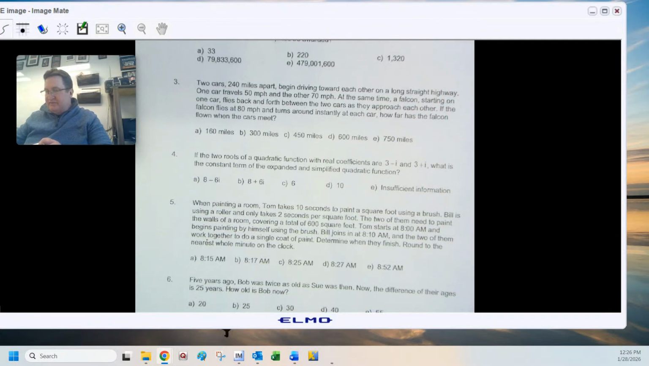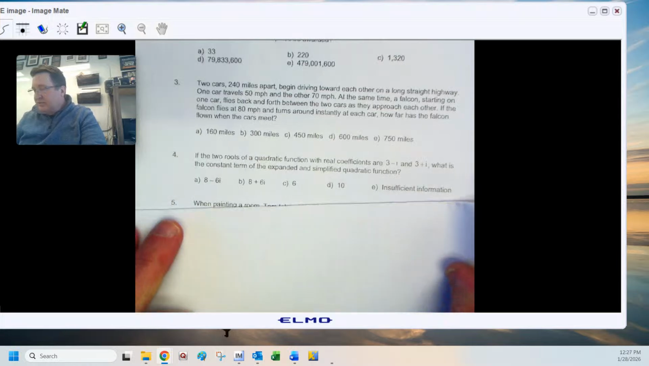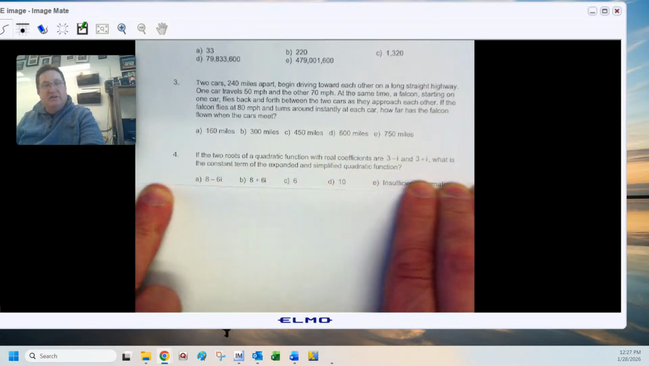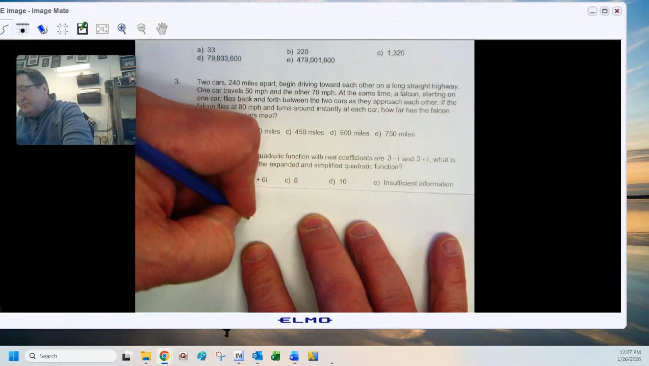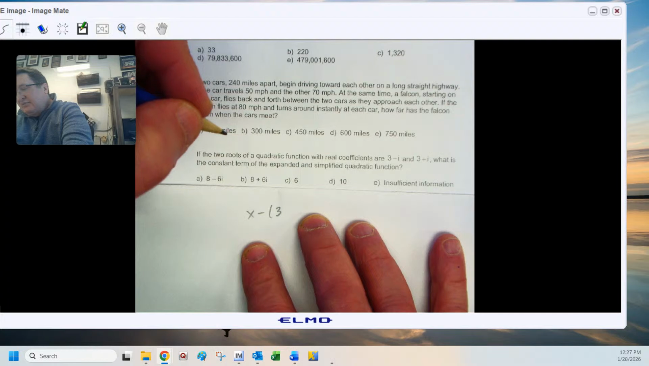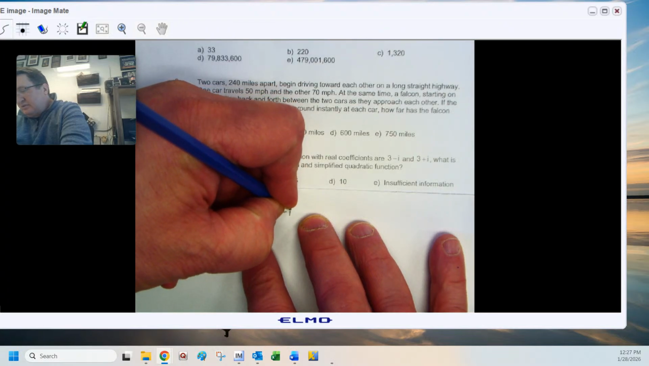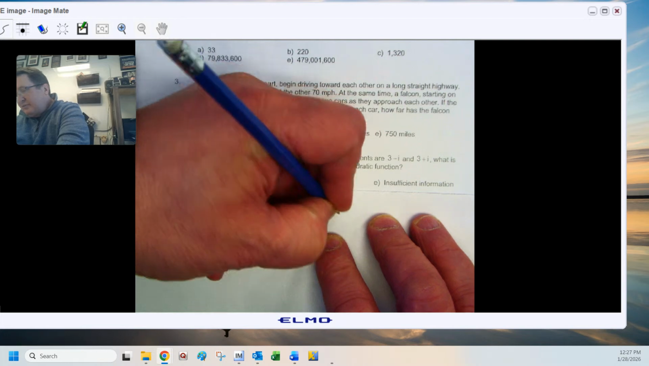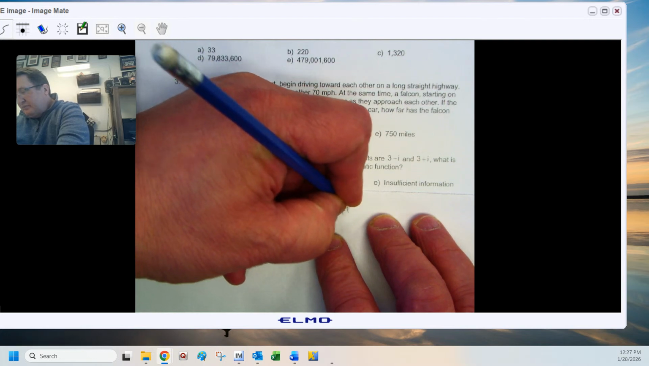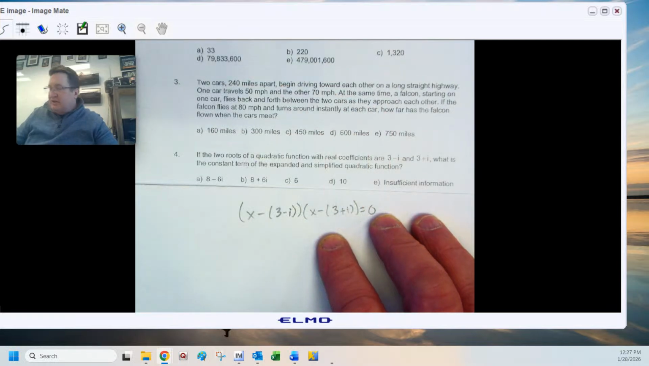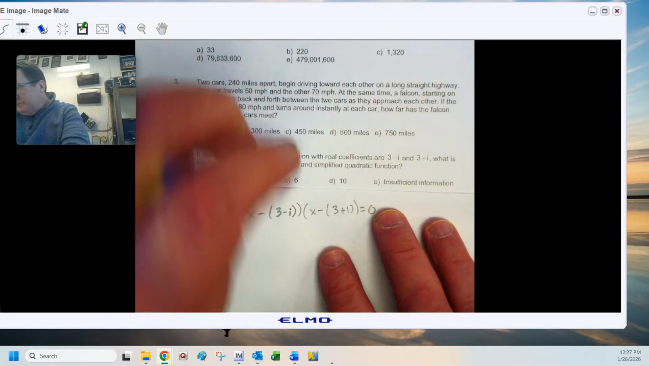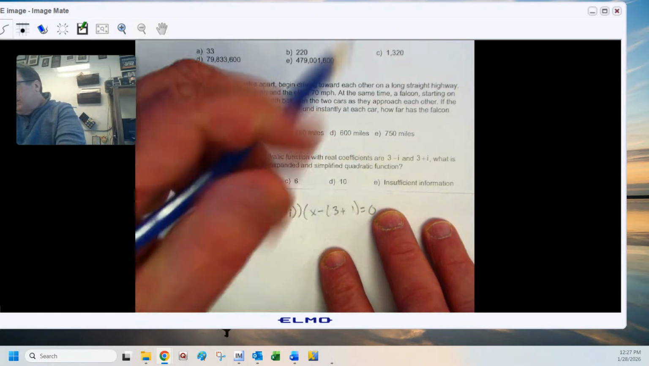Number 4 says, if the two roots of a quadratic function with real coefficients are 3 minus i and 3 plus i, what's the constant term of the expanded and simplified quadratic function? Well, anytime you have a root of something, you can say that x minus that is equal to 0. And in this case, there's two roots. So x minus one of them and x minus the other must equal 0. And so you might be tempted to multiply that out. That's true.